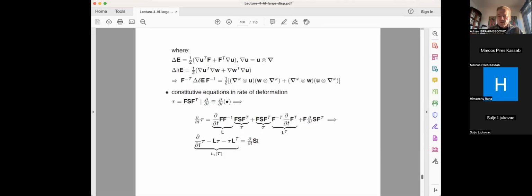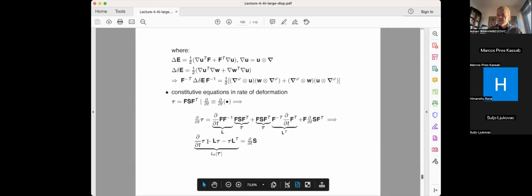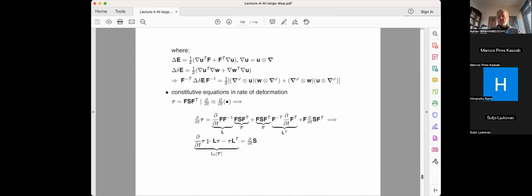So what is S dot here has to be changed with the tau dot, but tau dot, the rate of the tau with respect to time, is not the only one. You have to also add these terms which are minus L times tau and minus tau times L transpose. And this is called the rate of the Kirchhoff stress, which replaces that rate of the second Piola-Kirchhoff stress. So basically, the idea that goes into this is the fact that we have to take into account that these objects are not in the initial configuration. They are in the deformed configuration. So for every instant in time, this configuration is changing.